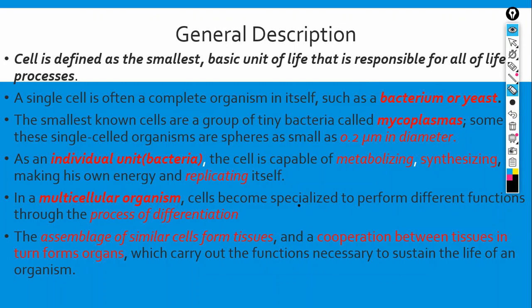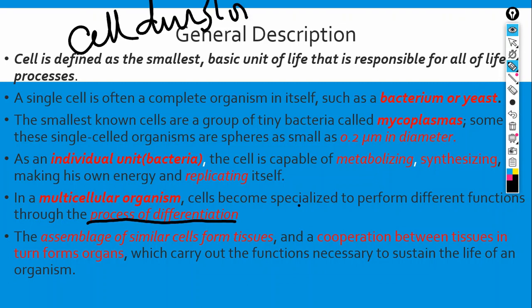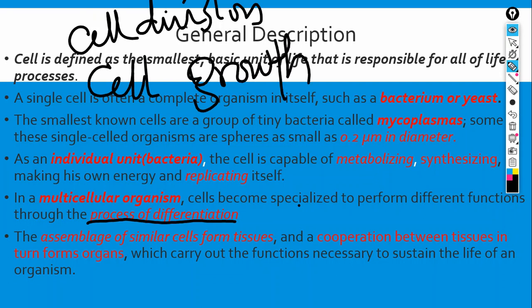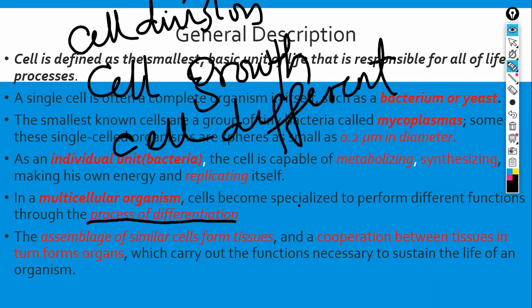Now, in a multicellular organism, cells become specialized to perform different functions through the process of differentiation, right? So you will know that the cell undergoes three stages in its life cycle. The first stage is cell division. So after division, a cell matures. So we call it cell growth. We call that stage cell growth when the cell matures. And then after the cell has matured, then the cell differentiates.